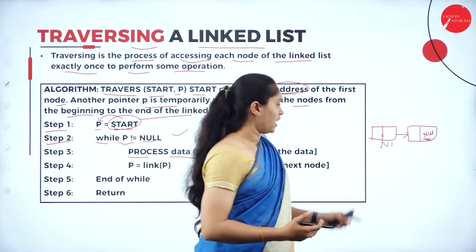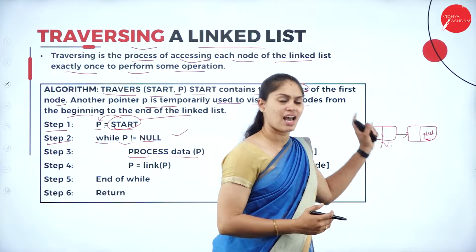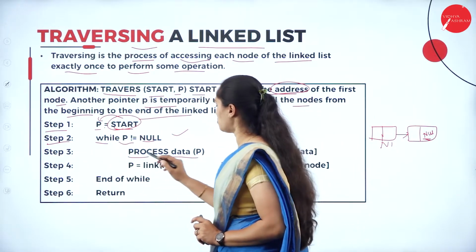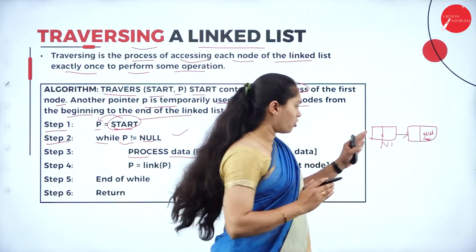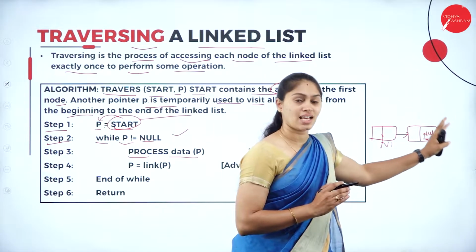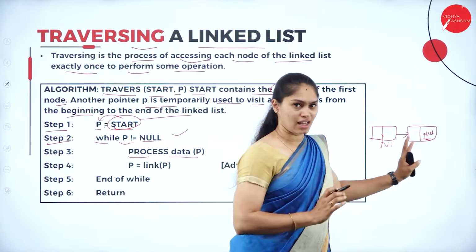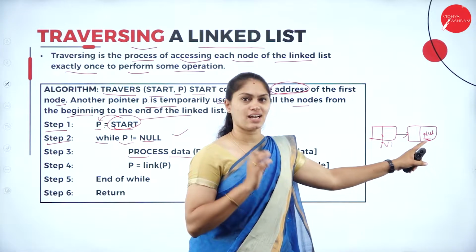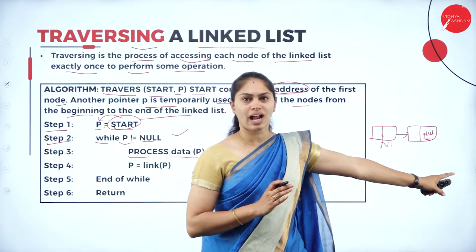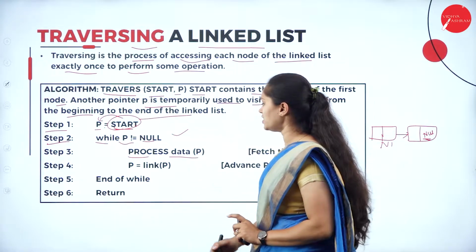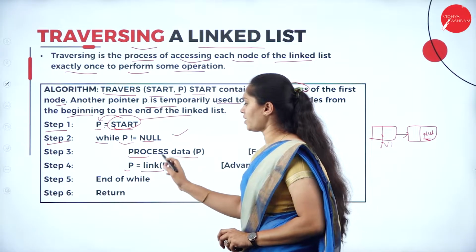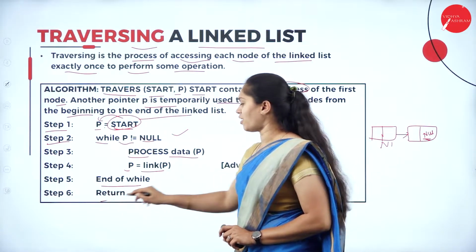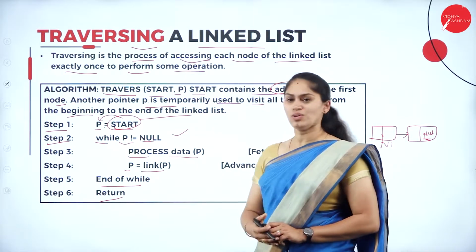That indicates that if you are not at the last node of a linked list, I need to do the traversing. So in step 3, we have to process data of P, from the first node to the next node, and so on, until I get P as null. If the link of that P is null, then I can say that is the last element. Until then, I need to traverse from the beginning to the end. After that, P is equal to link of P. So we copy the link to P, and end of while. Then we return. This is how we traverse.